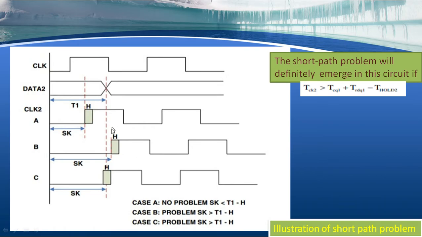The problem in slack arises when slack is greater than T1 minus H, then in case C you find a problem. T1 minus H is less than Sk. This is Sk. Sk is less than T1 minus H. The short path problem will definitely emerge in the circuit if T clock 2 is greater than T clock 1 plus T RDQN1 minus T hold. If slack is greater than this, then this kind of problem arises, which will arise in B and C.